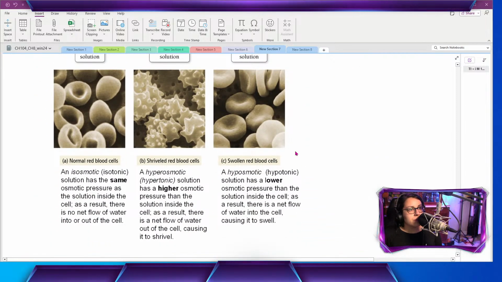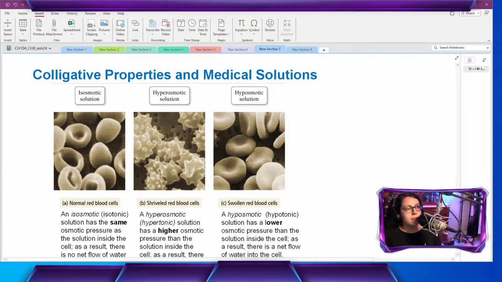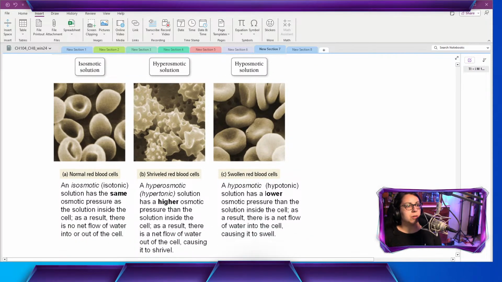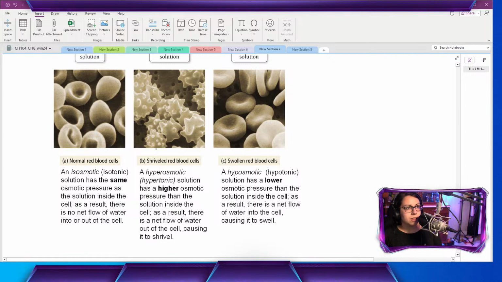All right, questions about that? And let's look at a few definitions. And so if we look, we have an isoosmotic solution here, or isotonic. And all that means is that the solution has the same osmotic pressure as the solution inside the cell. So even though there could be water flowing in and out, there's no net flow of water. So however much water is leaving is also coming in.